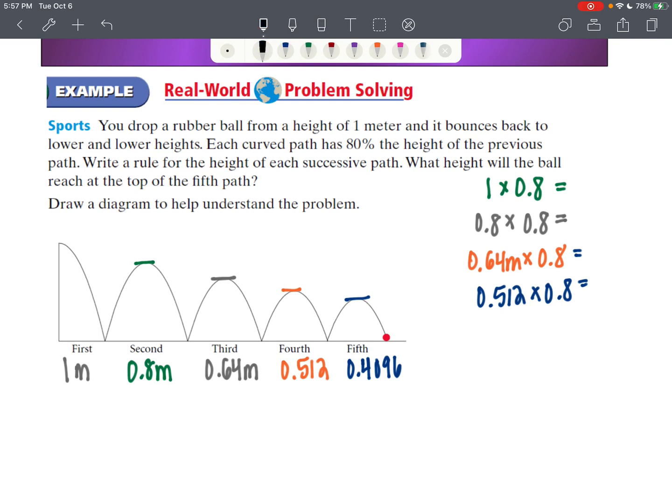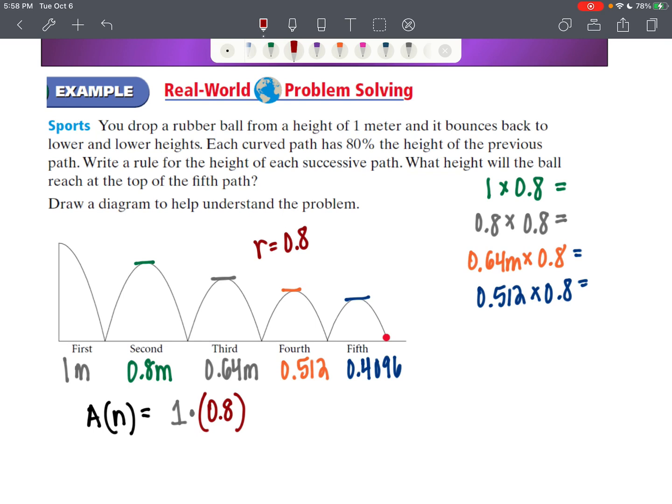So if we wanted to write an equation, A of n is equal to, well, what would we start with? We'd start with this initial height of 1 meter, and then we're going to multiply that by our common ratio, and our common ratio is 0.8. And then we're going to raise that to the n minus 1 power. So there's our rule.